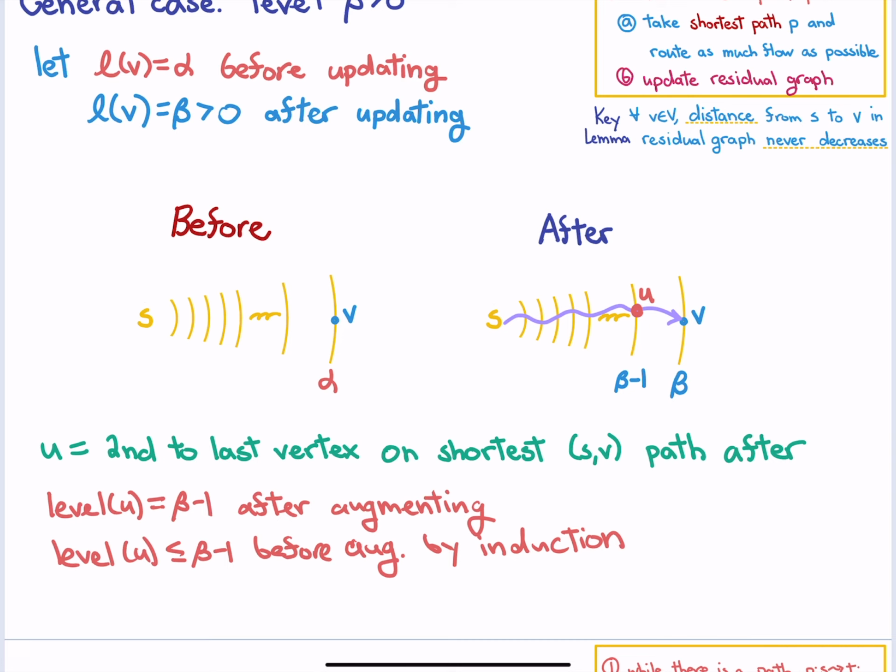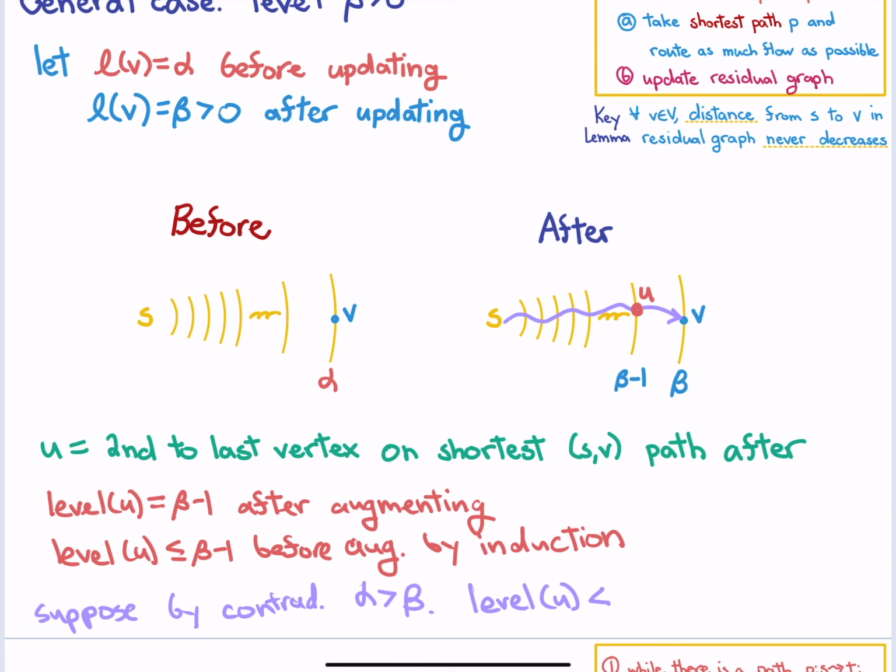And then maybe we can say, suppose by contradiction that alpha is bigger than beta. That would be the thing that we claim can't happen. So what does that mean? That means that level U is less than or equal to alpha minus 2 before the augmenting.